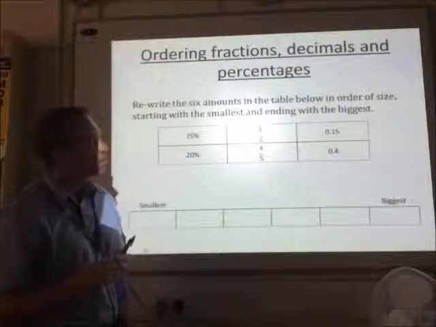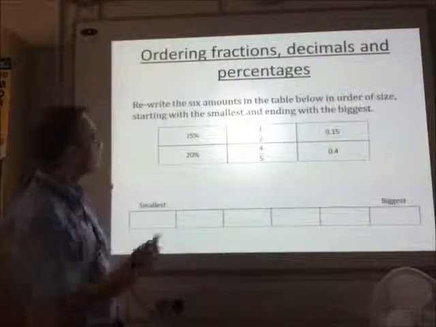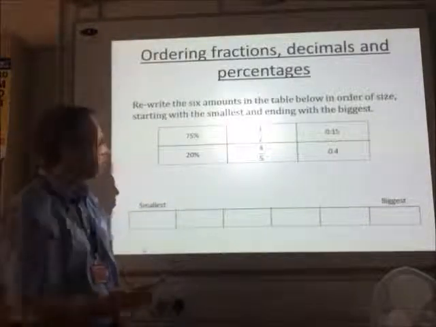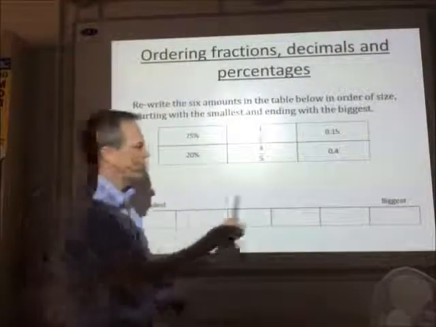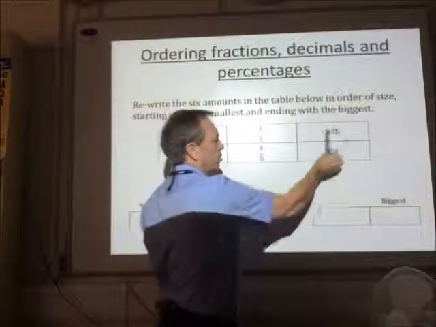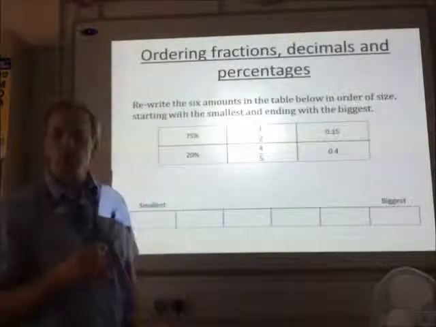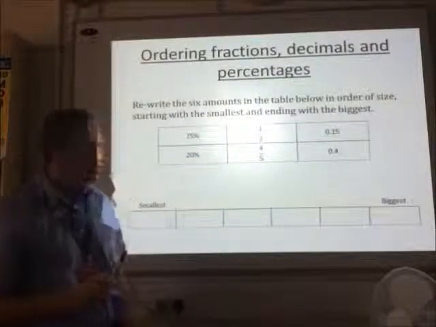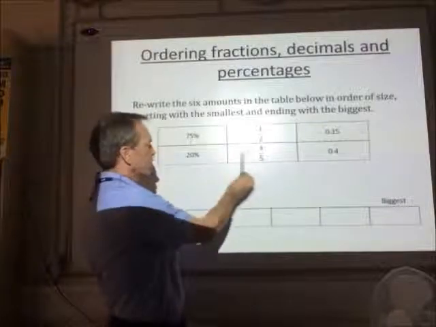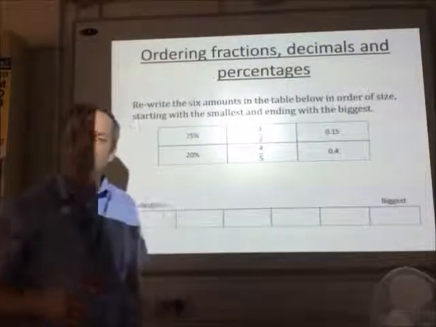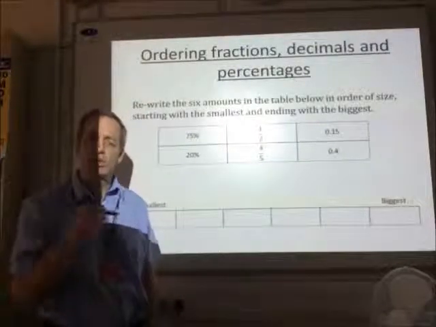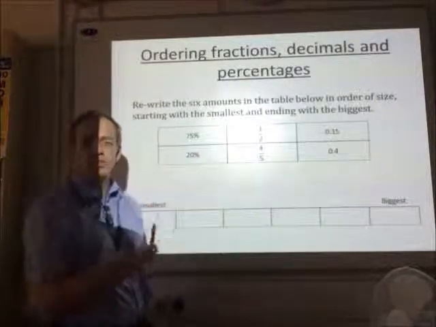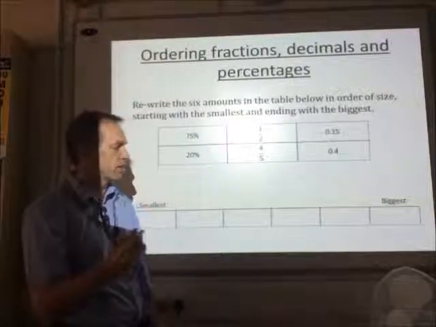Rewrite the 6 amounts in the table below in order of size, starting with the smallest and ending with the biggest. So what we've got here is 2 percentages, 2 fractions and 2 decimals. And with each of those pairs you might well be able to order them according to size. But the difficulty comes with comparing our fractions with our percentages and with our decimals. So what we must do is convert all of them into a similar form. I'm going to pick percentages because I think that's the easiest way to progress with this.